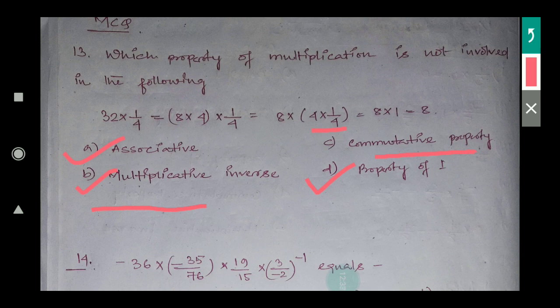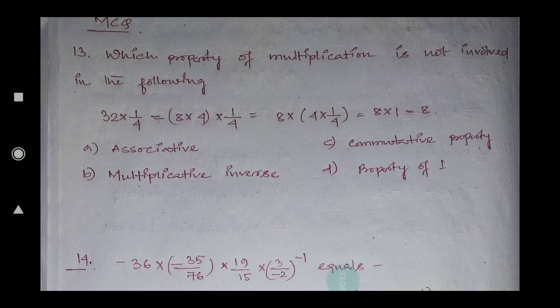Why? Because see here, 32 into 1 by 4 is written. Anywhere is it written 1 by 4 into 32? Anywhere it is written? Not written. That means the commutative property is not used. Or here also, if it was written like this, 1 into 8, after this line, equal to 1 into 8, then also we can tell the commutative property is used. But here it is not written, so the commutative property is not used.